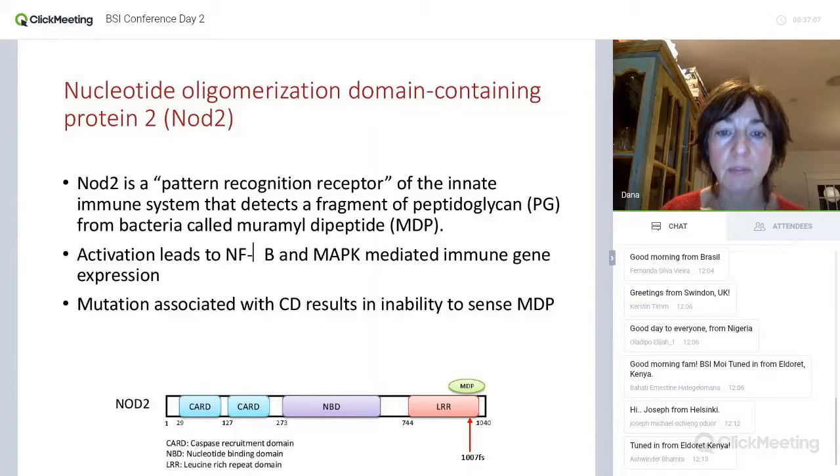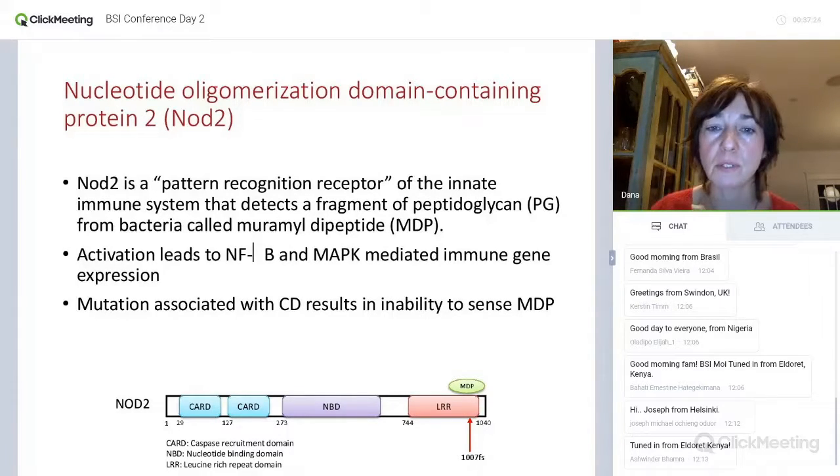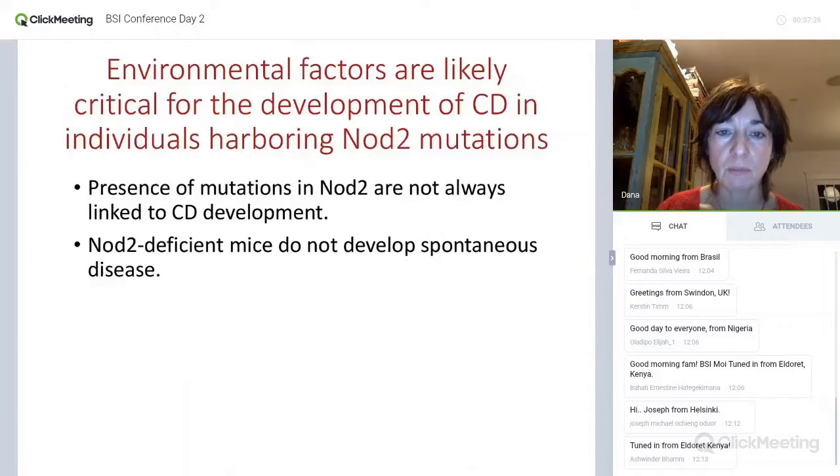And this is just a cartoon of the Nod2 molecule. So it has this leucine-rich repeat domain at the C-terminus, where we have some evidence that MDP can bind directly to this portion of the molecule. And in individuals that have Crohn's, they have this frameshift mutation that I indicate here, that again results in a molecule that's no longer able to detect this molecule.